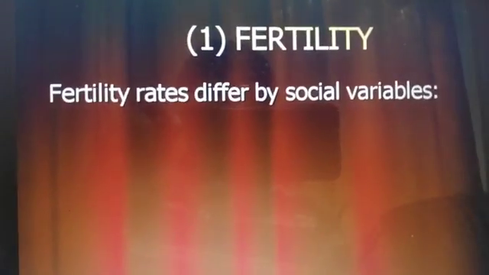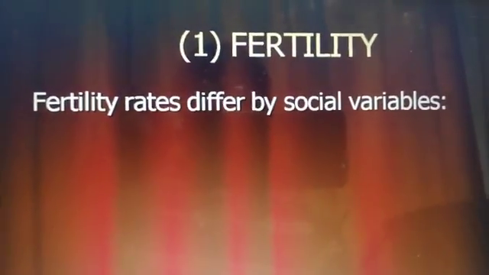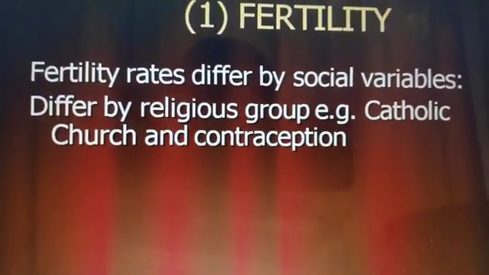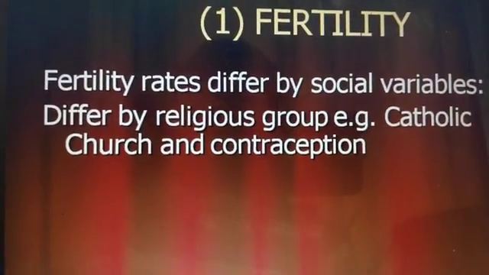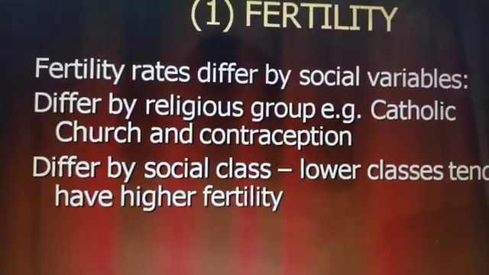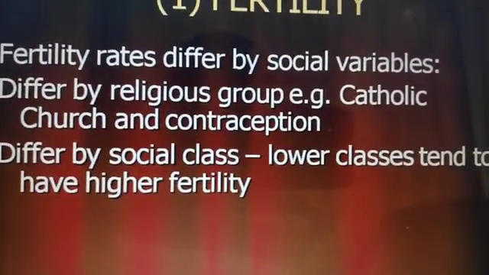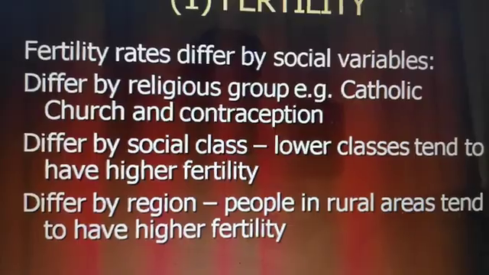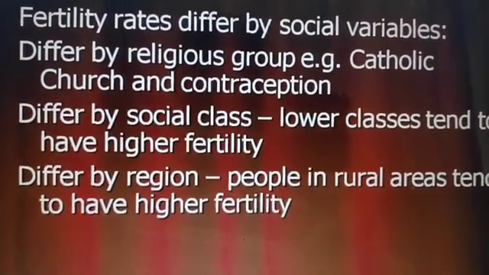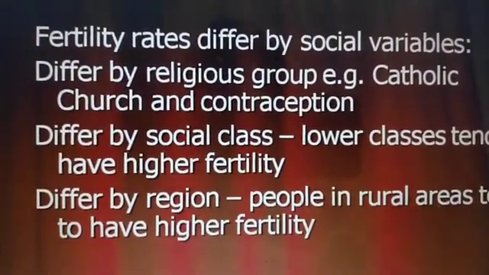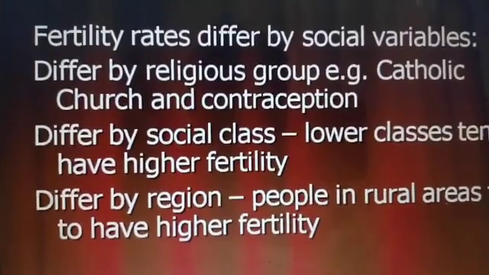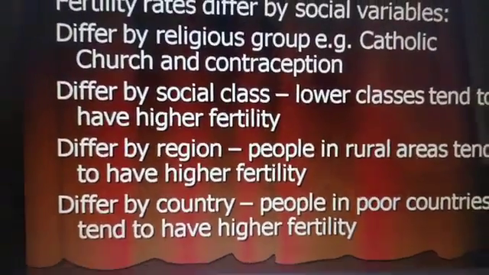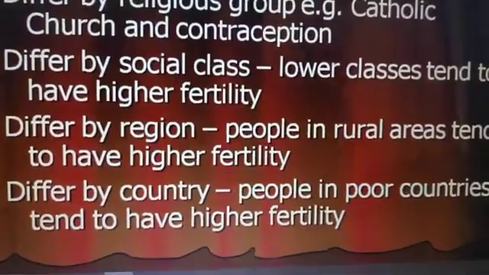Next, when we are talking about measurement, the first component is fertility. Fertility rates differ by social variables and by religious groups. We always talk about the Catholic Church and contraception issues, and what Malthus used to say. They also differ by social class, that is, lower classes tend to have higher fertility. All the research shows this. They also differ by region, and research shows that people in rural areas tend to have higher fertility. So these are the fertility rates which show the differences across social and regional variables. Lastly, they differ by country, that is, people in poor countries tend to have higher fertility.